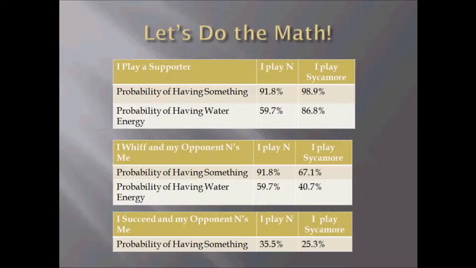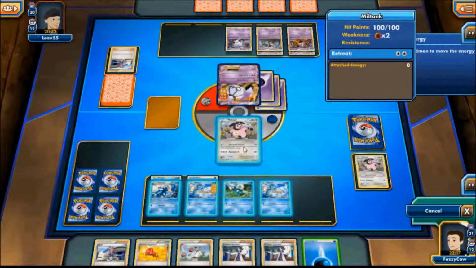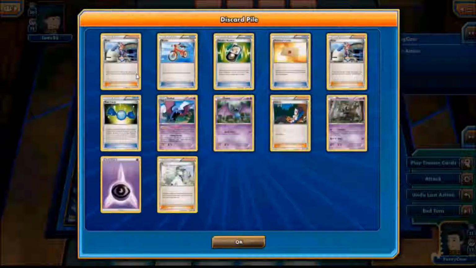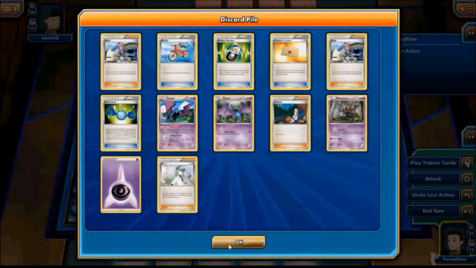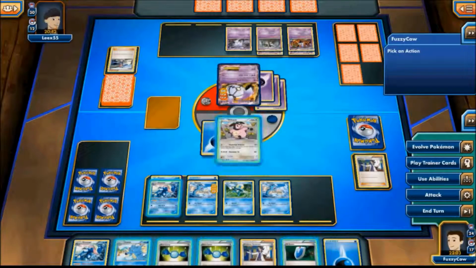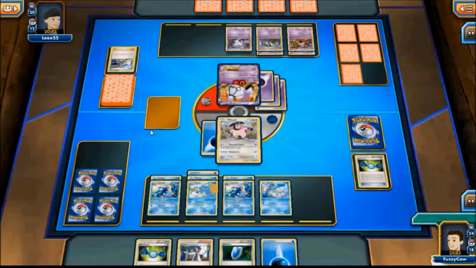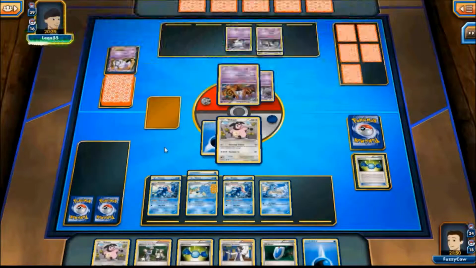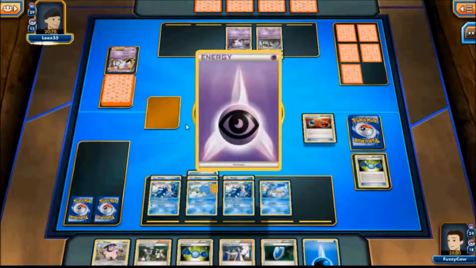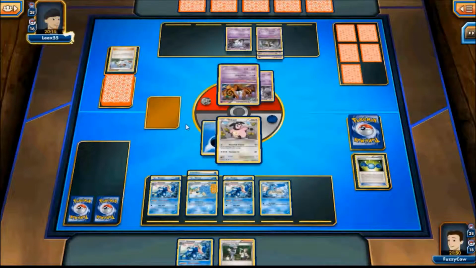Let's see what happened. So here's the actual game. I actually did get the water energy off the draw, so this whole thing was kind of moot. But I decided to play a Sycamore. I got a lot of usable things. I was pretty happy with my hand. And then my opponent ends me because he again has that N in hand. So I got what I needed. I feel pretty confident, but my opponent ends me and I get nothing. That's kind of what we expected.